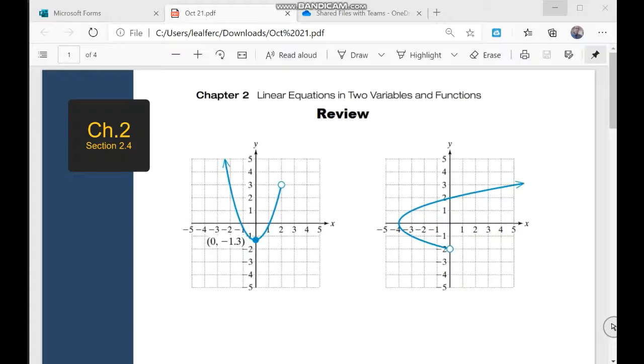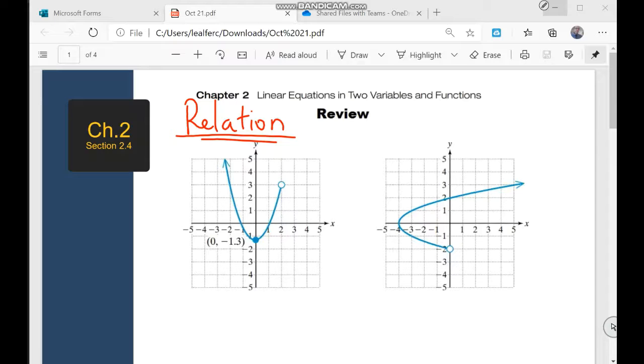Yesterday we learned about relations. What is a relation? In a relation we have x, the domain, and y, the range, and there's a connection, a link, between x and y. You can represent this relation in a table, as an equation, or as a graph. So a relation is something simple.